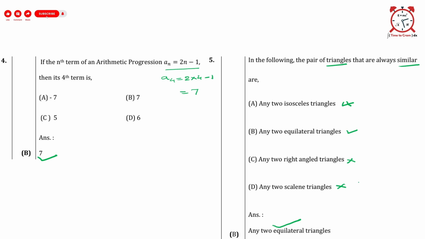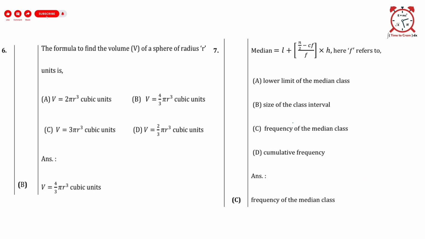Next question, the formula to find the volume of a sphere of radius r unit is, this is the volume formula for sphere. So we have to learn, remember, prepare and write the formula properly in the exam. Okay, V equal to 4 by 3 pi r cubed, cubic units.